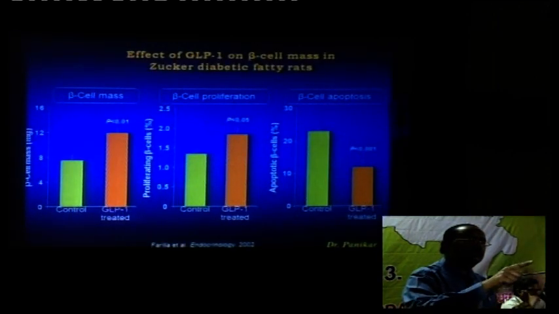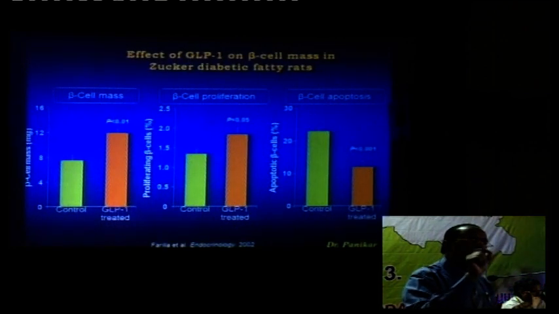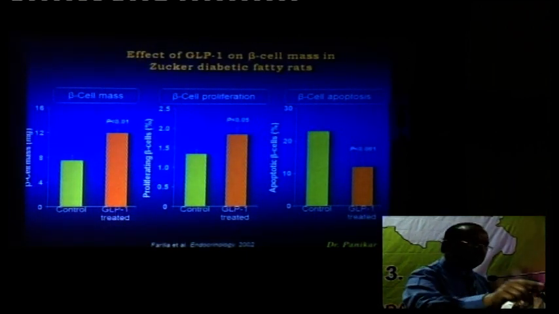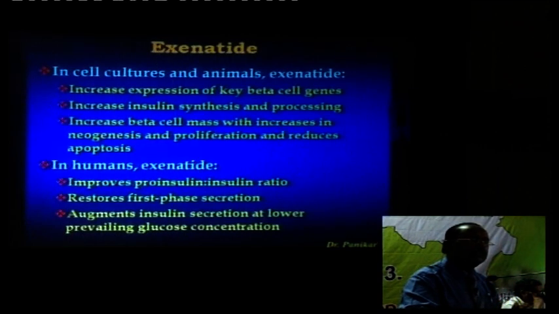This is the effect of GLP-1 on beta cell mass in Zucker diabetic fatty rats. If you look at the beta cell mass, GLP-1 increases it, beta cell proliferation is increased, and beta cell apoptosis is significantly decreased.